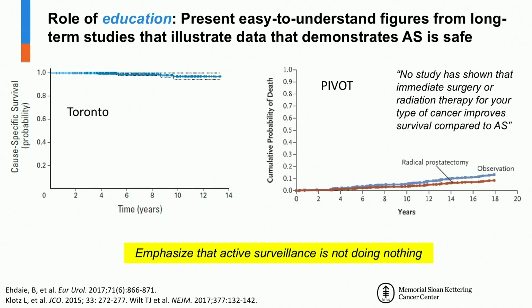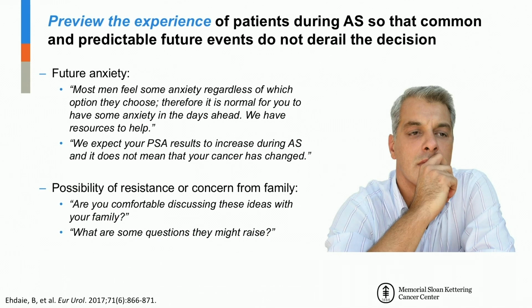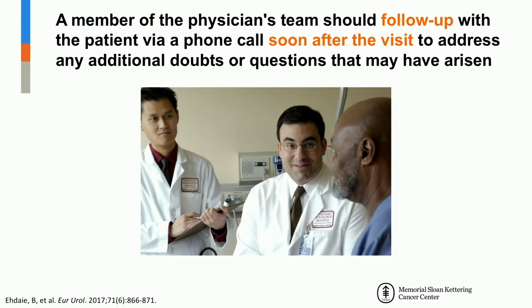And then there's the role of education. If you present patients with data, easy to understand figures that demonstrate the long-term safety, and you emphasize again that it's not doing nothing. You can also preview the experience to know what you can expect. Future anxiety: most men like you will feel anxiety at some point, it's normal. We have resources to help. Possible resistance from the family: are you comfortable discussing this? What are some questions? So that you have talked about the things that might come up so that the patients do not derail from the decision.